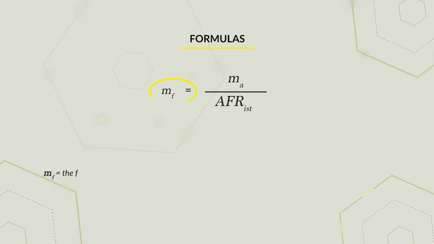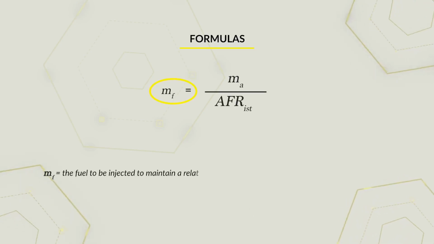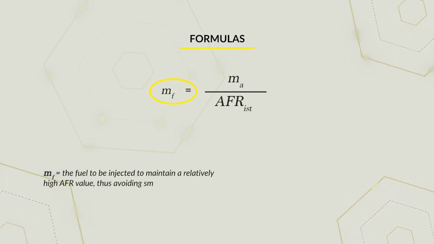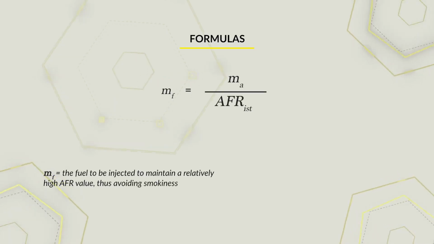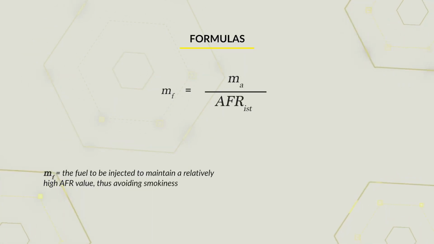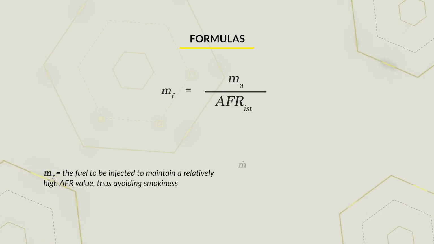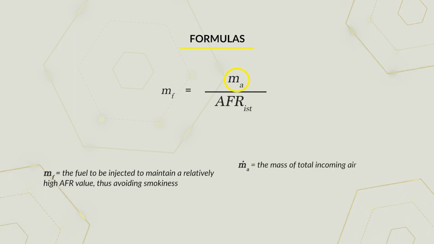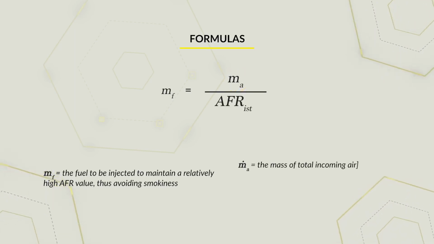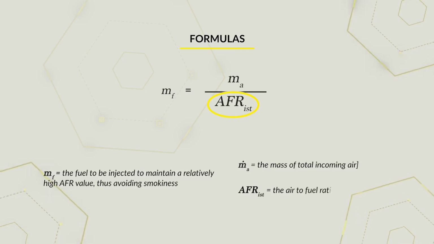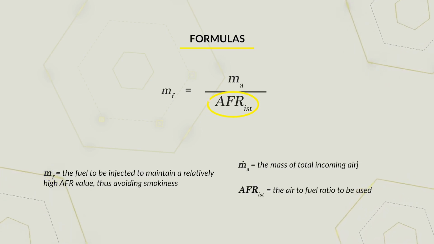With the second formula, however, we calculate the fuel to be injected to maintain a relatively high AFR value, thus avoiding smokiness. The calculation is possible by knowing the total mass of air inlet and the value of instantaneous AFR that the ECU commands. This part represents the mass of total incoming air. Instantaneous AFR is the air-to-fuel ratio to be used.